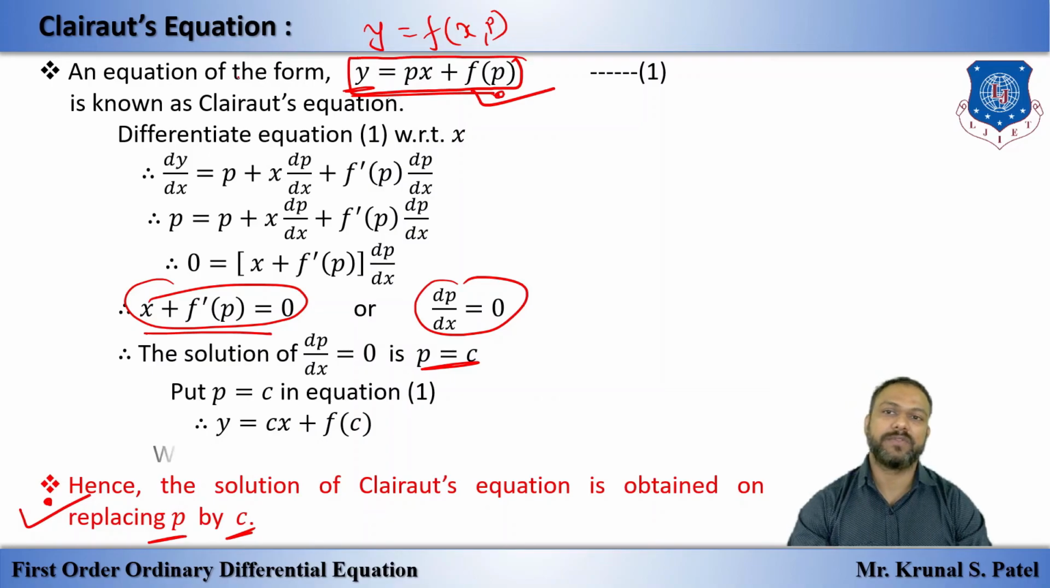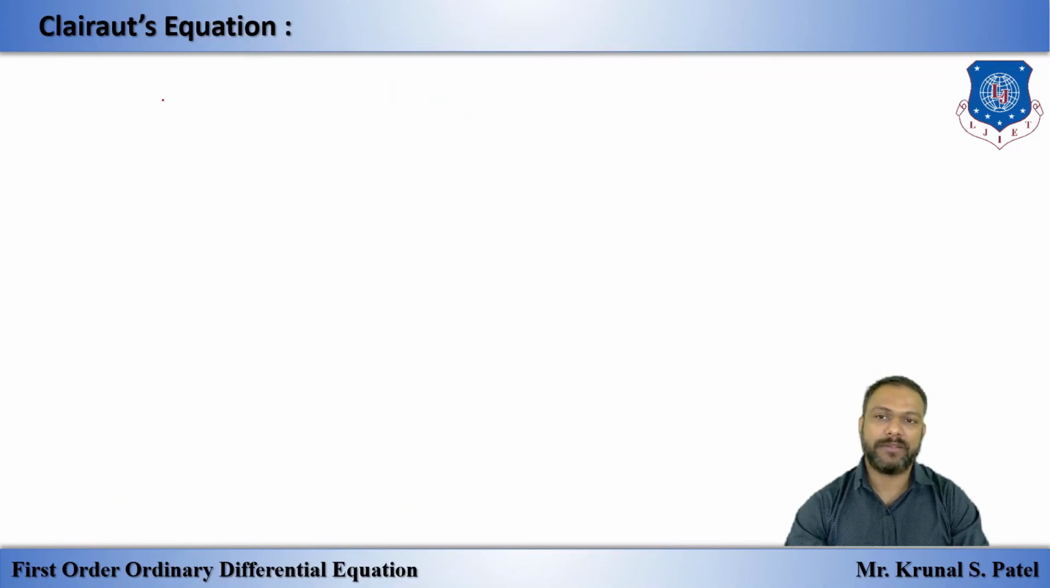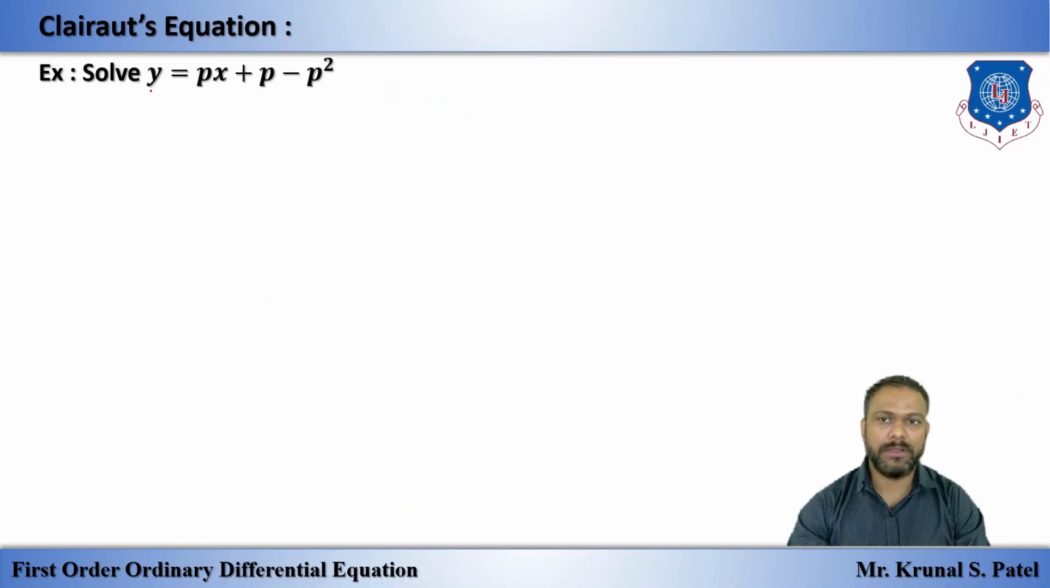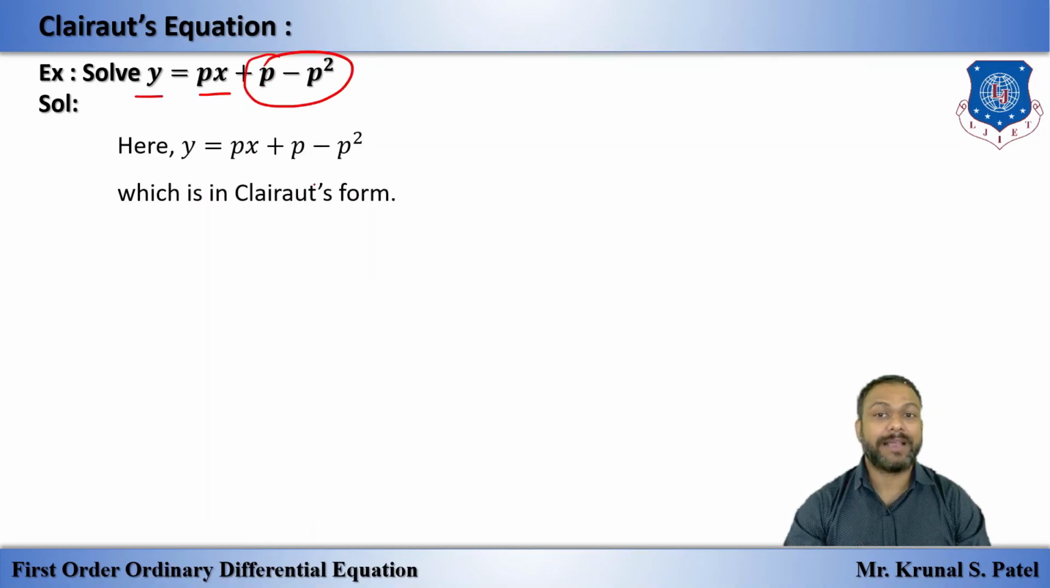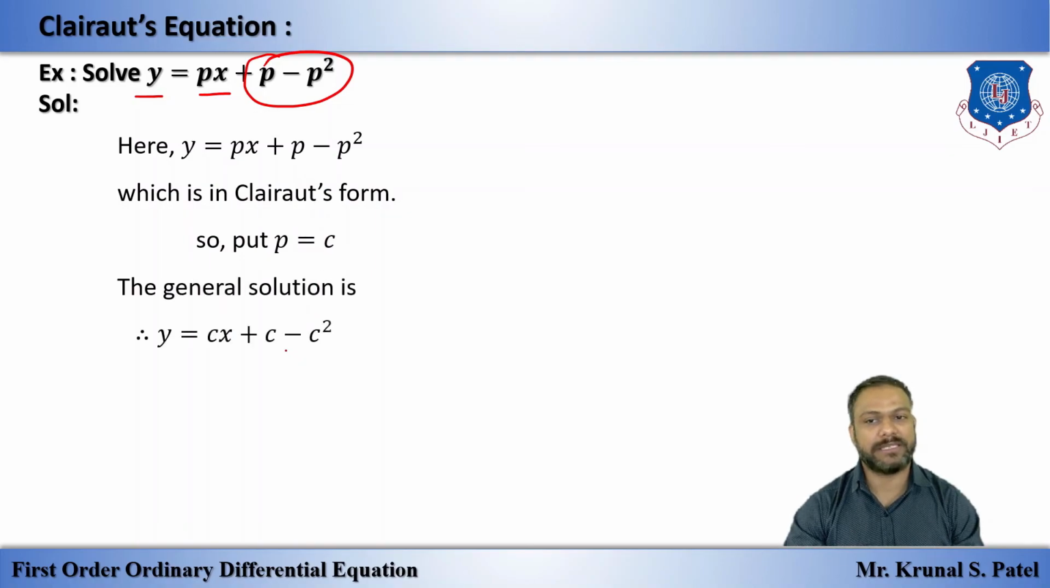Let's understand this with one example. Okay, we have this example. Solve y is equal to px plus p minus p square. Here you can see that this is the Clairaut form. y is equal to px is simple, and this is a function of p. So this is Clairaut form, and if this is Clairaut form, then we have the solution by putting p is equal to c. This is our general solution.